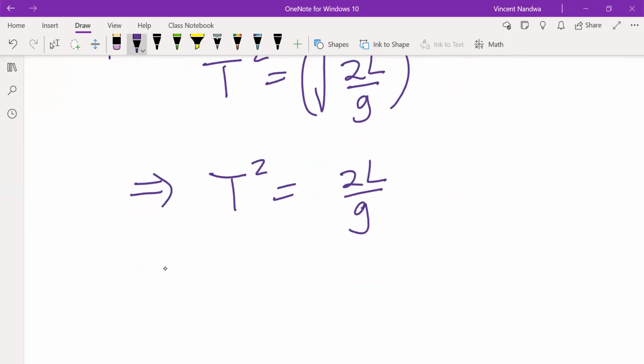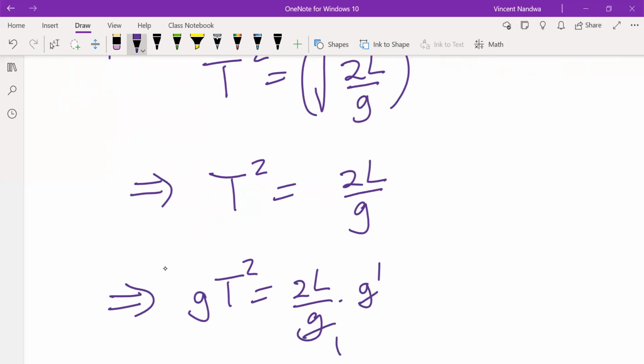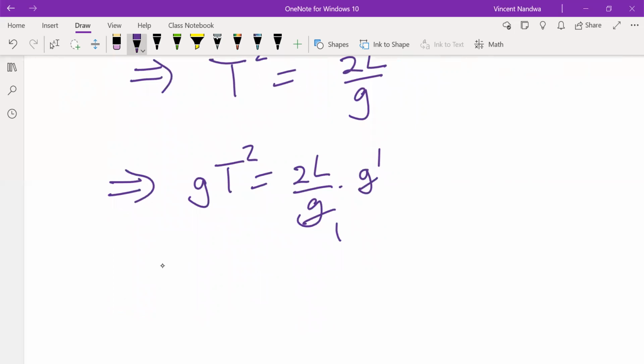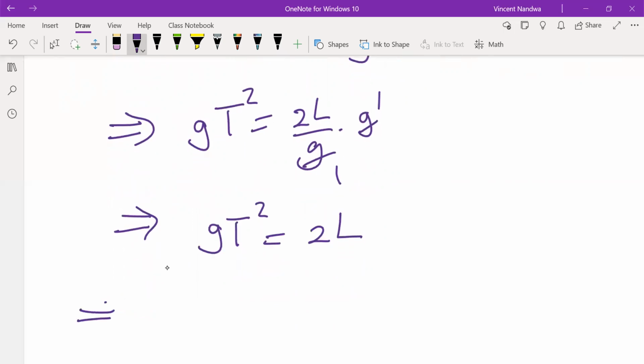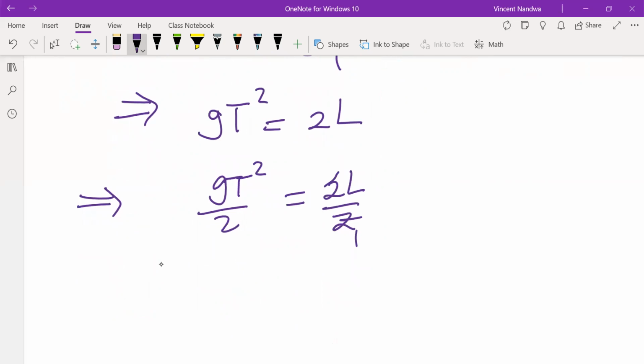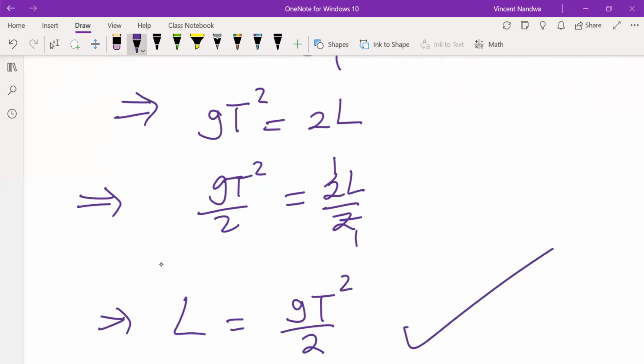Next thing, we multiply both sides by G. So this will be GT squared, so we have GT squared equals to 2L. Now to get L, we divide through by 2. So GT squared over 2 equals to 2L over 2. So which means L alone will be GT squared divided by 2. And this is the solution.